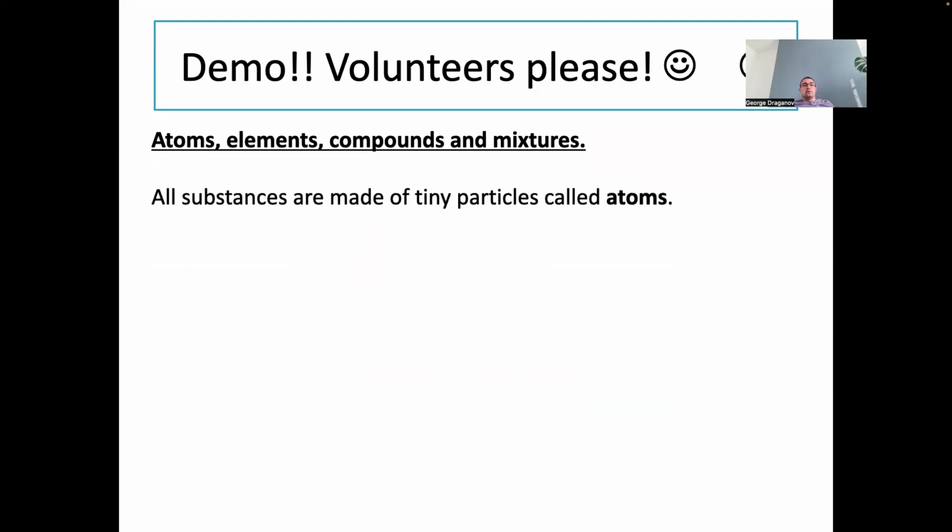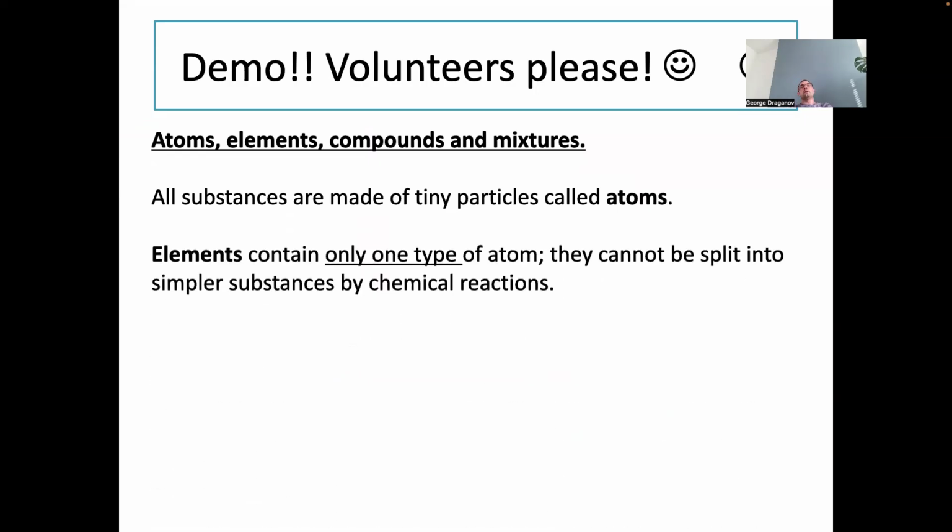So the first thing is that everything is made of tiny particles called atoms. Now, elements contain only one type of atom. So just one type. For example, neon. Oxygen is O2. It's still one type of atom. Even though there's two atoms, it's still an element. So be careful when you define it. You have to say one type of atom. Don't say one atom. It doesn't have to be one atom. So we normally say that elements cannot be split into simpler substances using a chemical reaction. In physics, they might be able to split them, but not in chemistry.